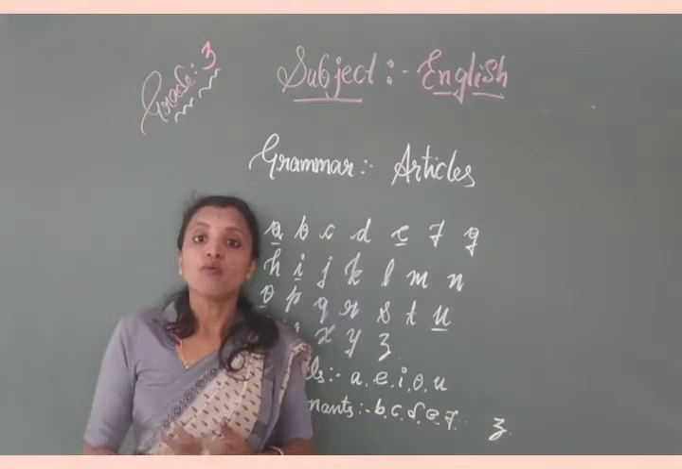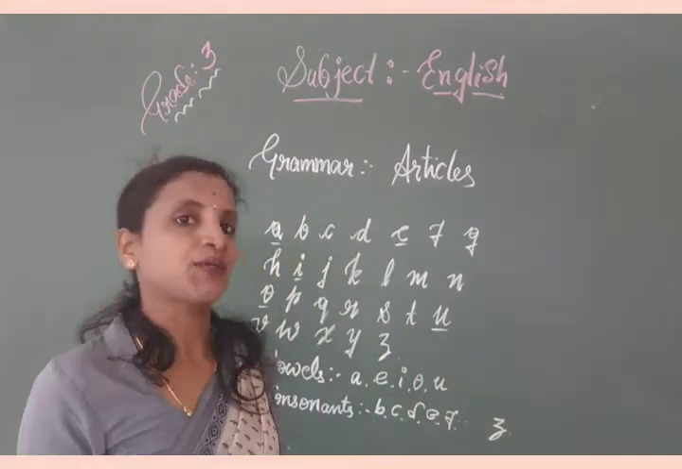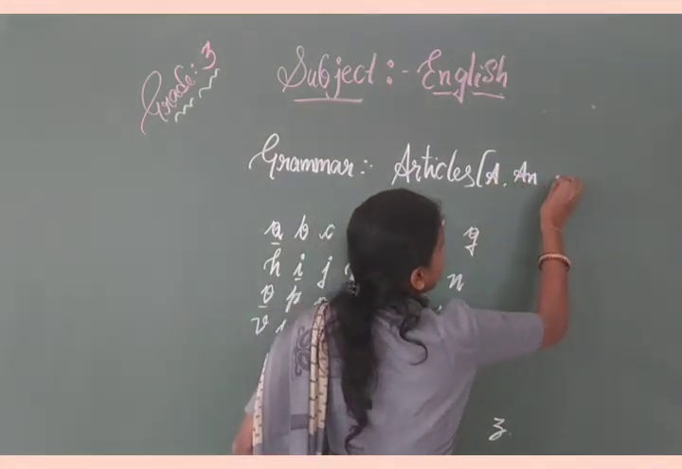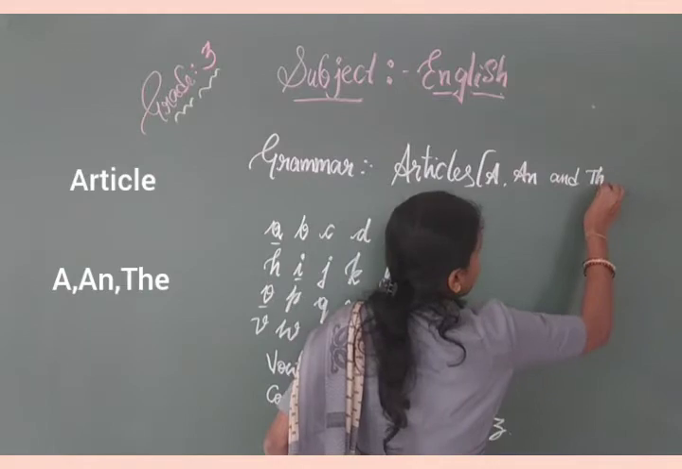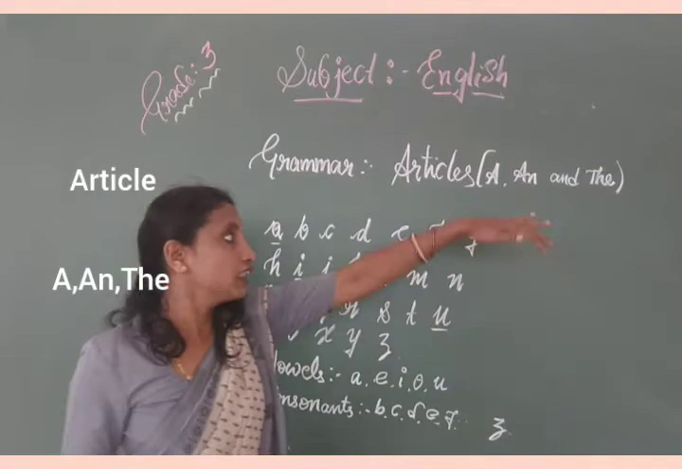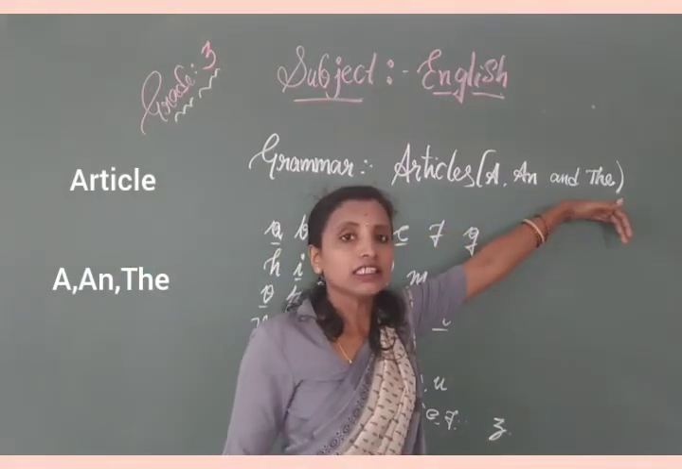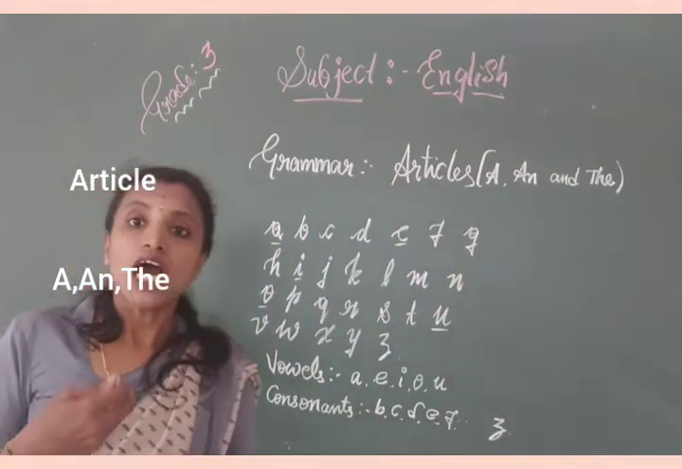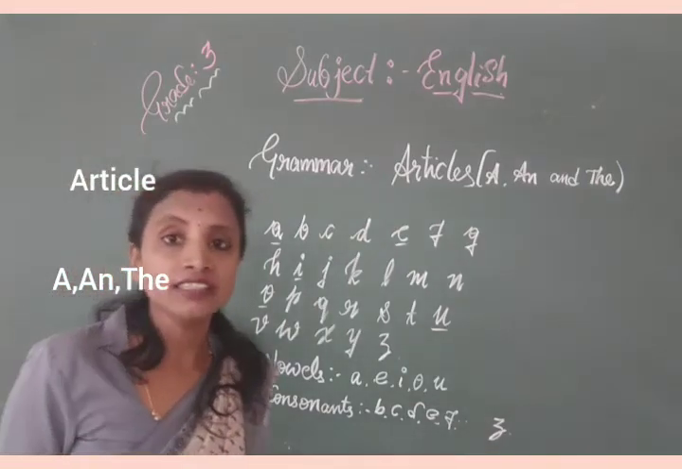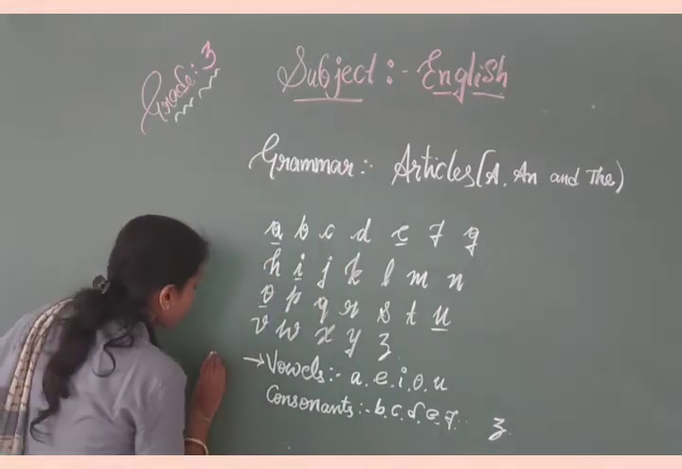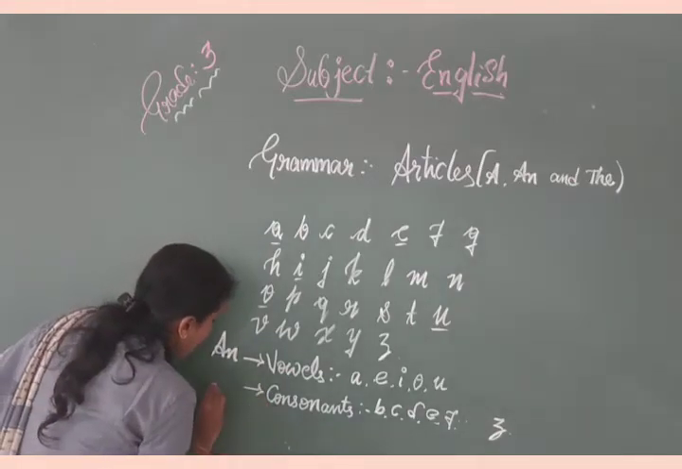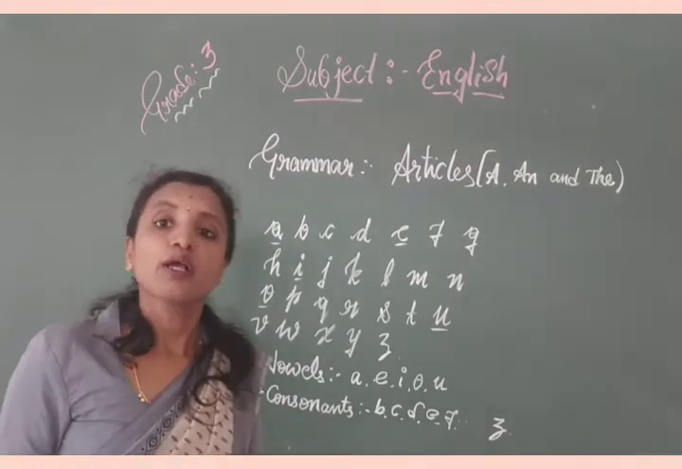Do you know what articles are? A, an, and the. These 3 words we call articles. A, an, the are called articles. In that, an stands for vowels, and a stands for consonants.